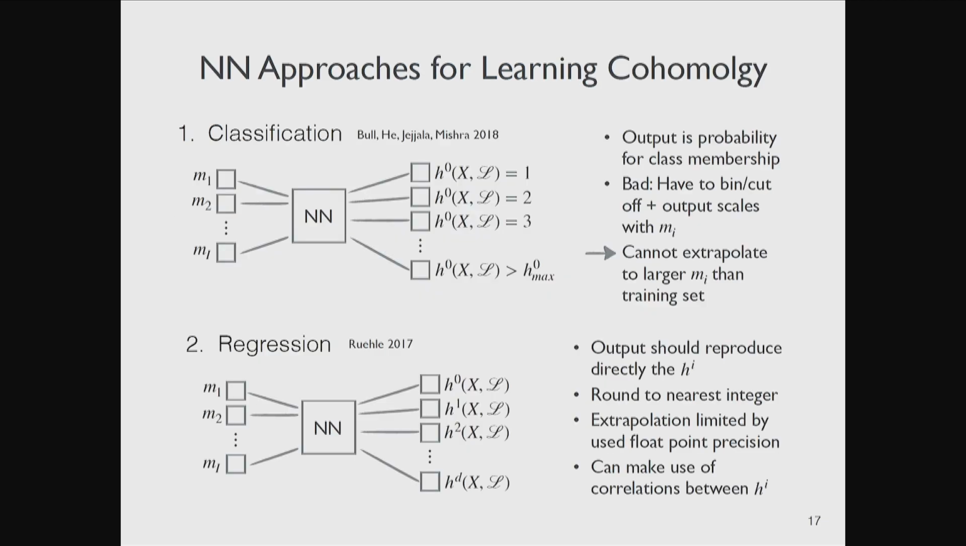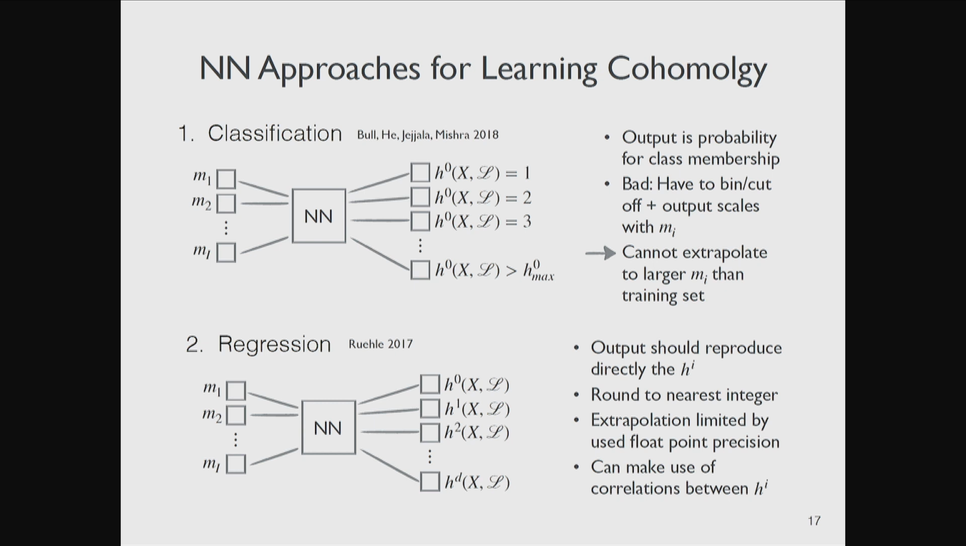In principle, we can just use some approaches that people have also tried in the literature, which is to use a neural network to reproduce this. The first one is a classifier neural network, and the other one is more of a regression. In the first case, we have as input our line bundle integers, and the output are the cohomology dimensions, but we only look at a specific cohomology here, the zeroth one.